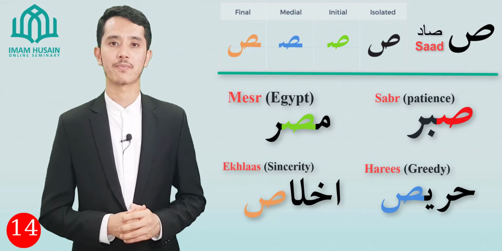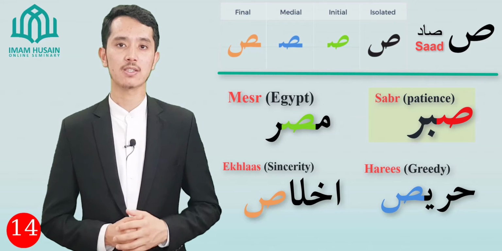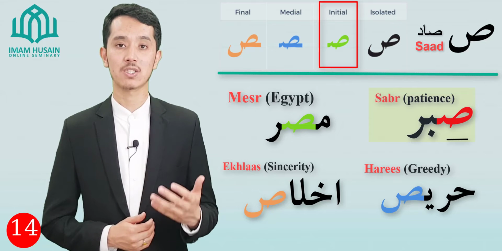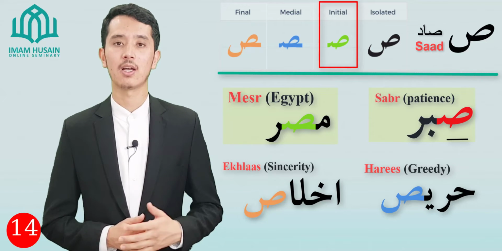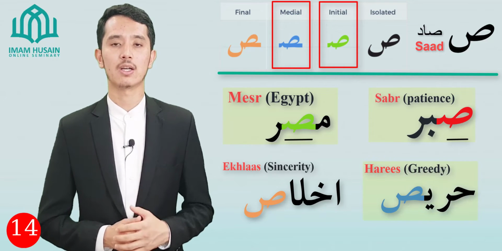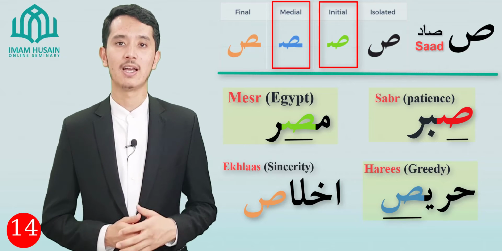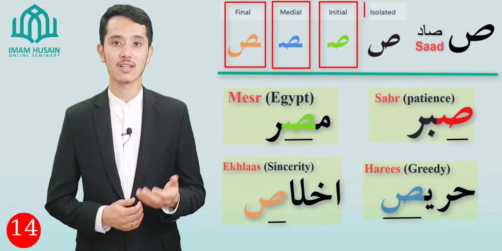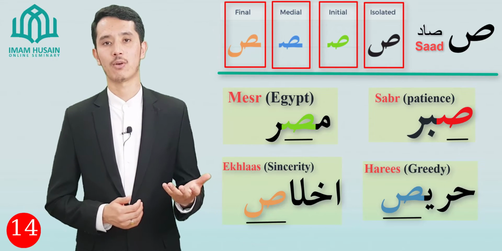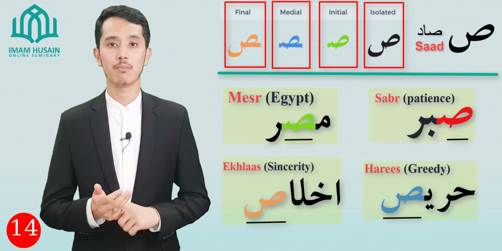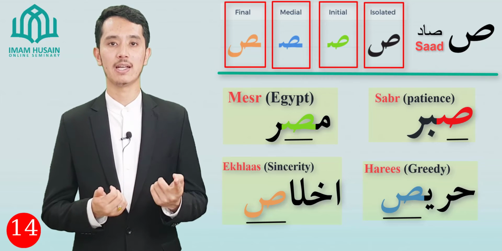Let's do it together. In the first word, sabr, which means patience, the letter Saad is written in initial form. And the next word, Misr, which means the country Egypt, the letter Saad is written in medial form. The third word, Haris, which means greedy, the letter Saad is written in final form. And in the last word, ikhlas, the letter Saad is written in isolated form. Alhamdulillah, that's all four different forms of the letter Saad. You learned everything about the letter Saad.